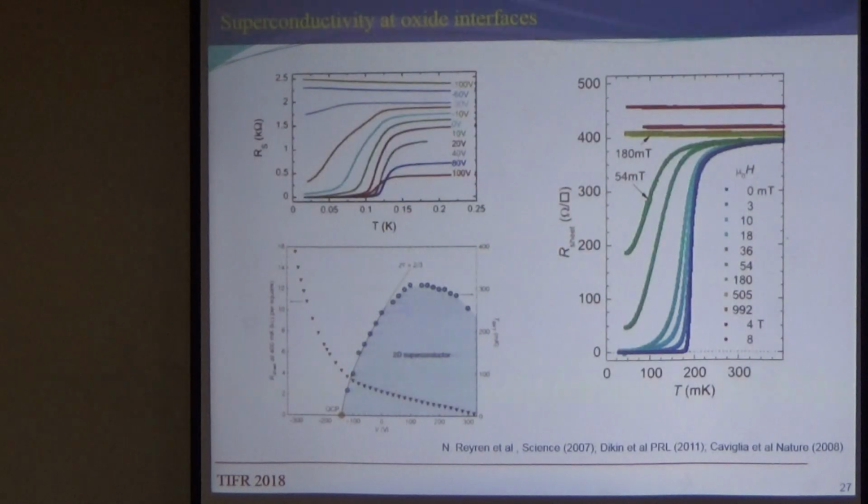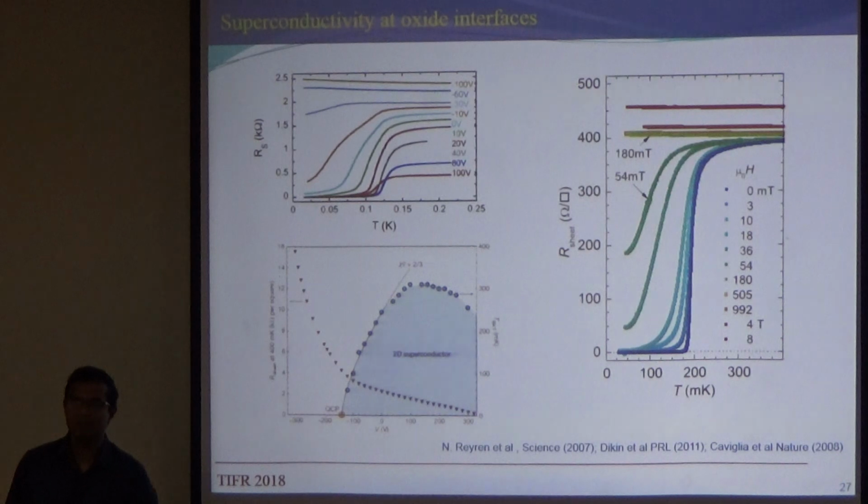Coming to superconductivity, superconductivity was seen as a function of gate voltage. So this is at minus 100 volt, the system is an insulator. As I keep electron doping the system, it goes to a superconducting transition temperature, and the transition temperature is typically very low, around 100 to 300 millikelvin.